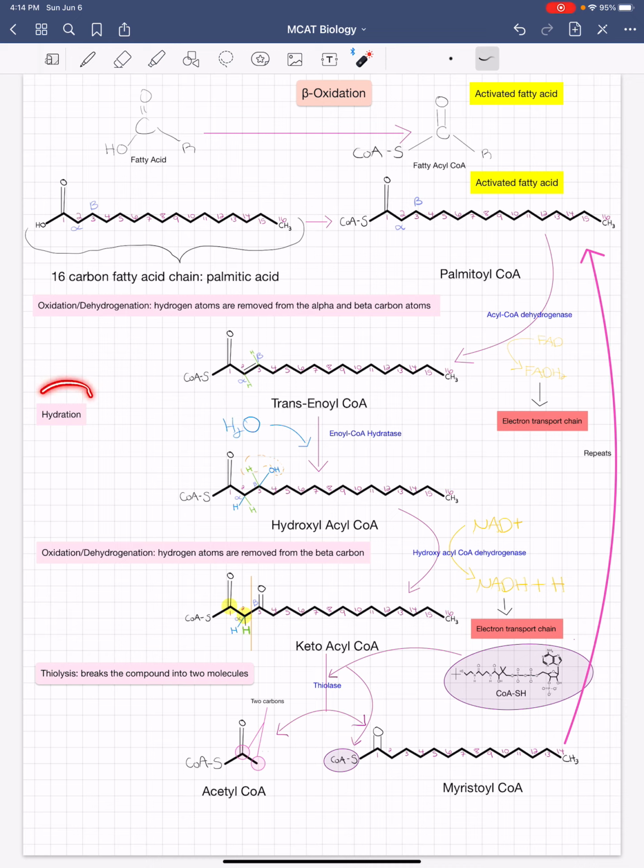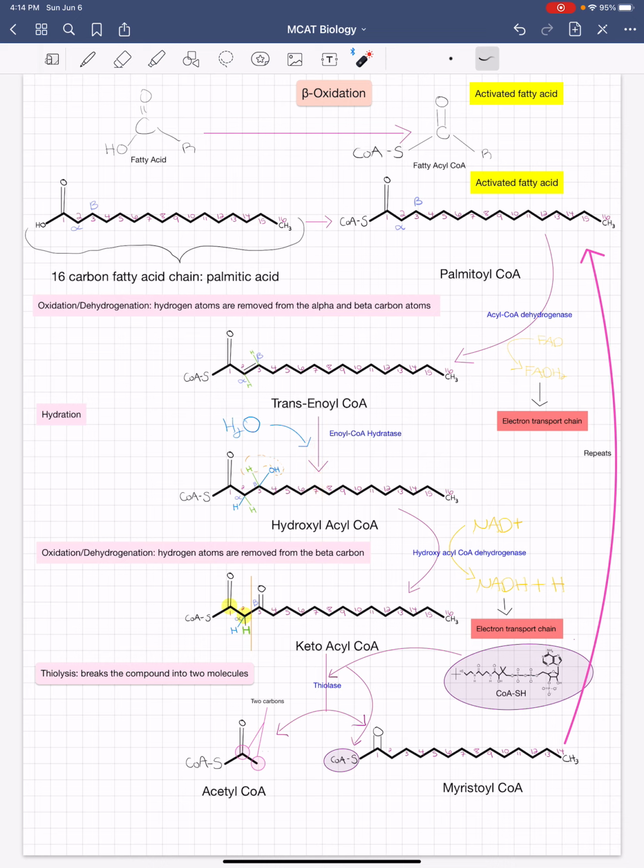Next, we undergo hydration, in which water is added to the trans-enol-CoA molecule. The enzyme that catalyzes this reaction is enol-CoA hydratase. A hydroxyl group is added to the beta carbon, while a hydrogen atom is added to the alpha carbon. This creates a hydroxyl acyl-CoA.